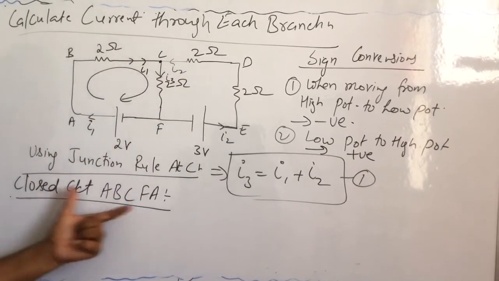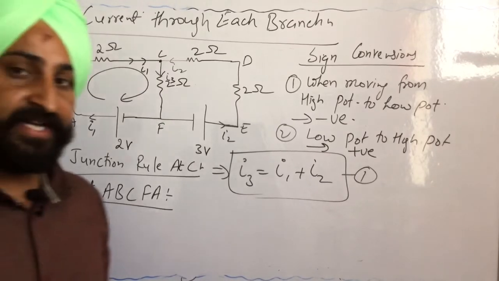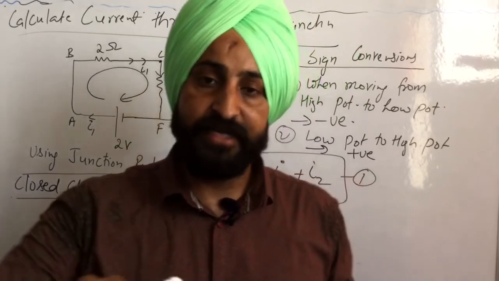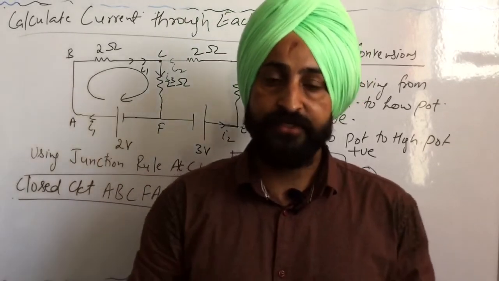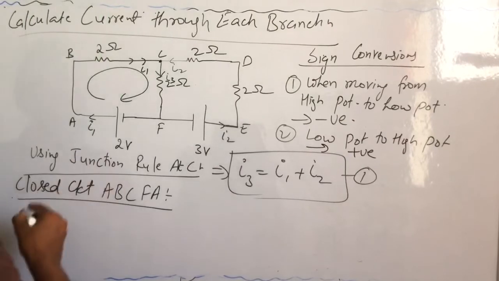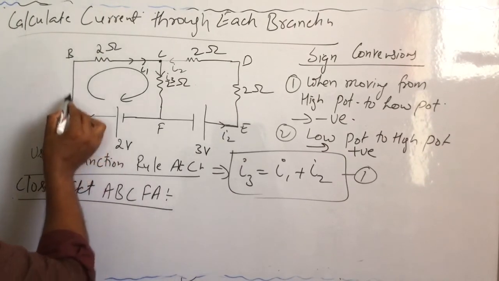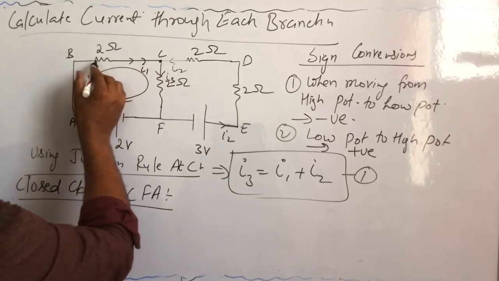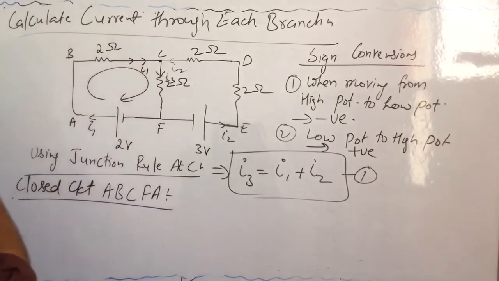So now in this loop, what is Kirchhoff's voltage rule? According to Kirchhoff's voltage rule, the net potential drop across a closed circuit should be equal to 0. So let us start from A. Here we have no resistance. From B to C, I will encounter a resistance of 2 ohm.